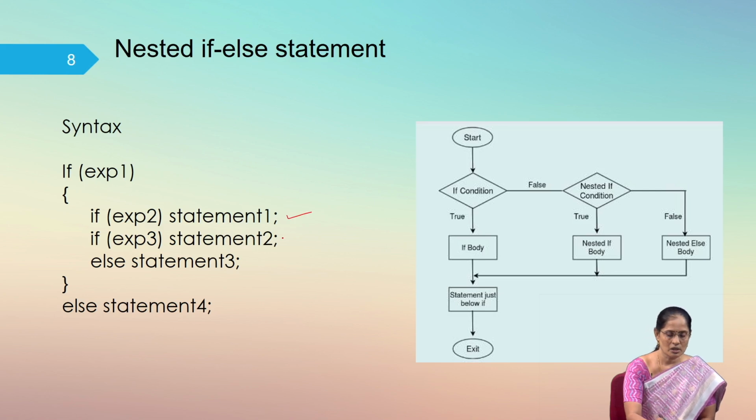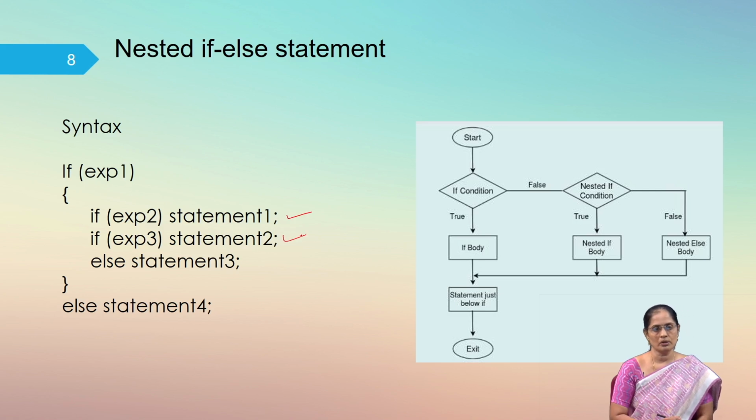If expression 3 is true, it executes statement 2 or else statement 3. If the first or outer if statement is false, it executes statement 4. Now, how do I represent this in the form of a flow diagram?